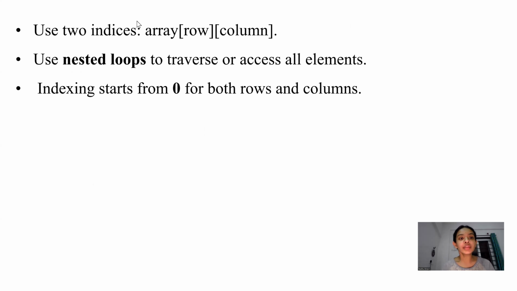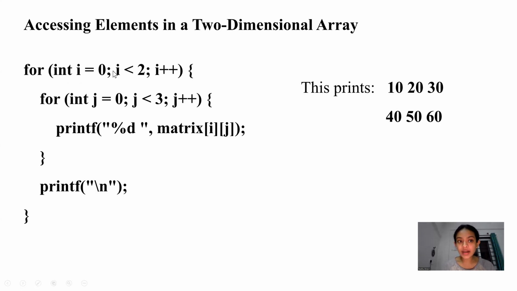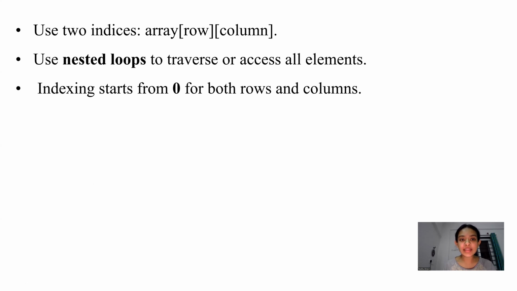The code here uses two indexes, that is array[row][column]. It uses nested loops. Why do we use nested loops? To traverse or access all the elements, one loop for rows and one for columns, and the index starts from 0 for both rows and columns. This was all about the one-dimensional array and two-dimensional array.